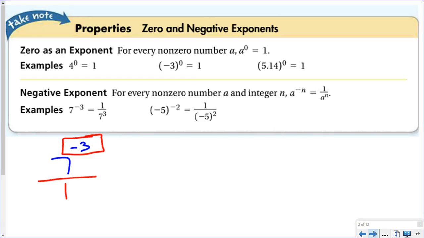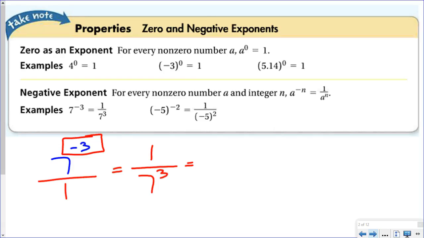Right now, this entire phrase is on the top. So to move it to the bottom, you would go 7 raised to the positive 3 power. It turns to a positive when you move it down. Now, you can't just leave nothing on top. You have to at least put the number 1. And then you would just take 7 times 7 times 7, get your answer, and then that would be done.